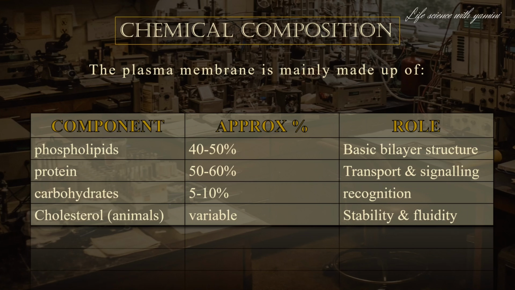Chemical composition. The plasma membrane is made up of components like phospholipids, proteins, carbohydrates, and cholesterol, and these are present in approximate percentage values. The phospholipids' main role is to maintain the basic bilayer structure. The proteins' main role is transport and signaling. The carbohydrates are for recognition. The cholesterol is to stabilize and maintain fluidity.